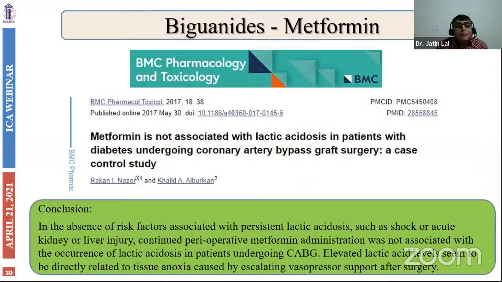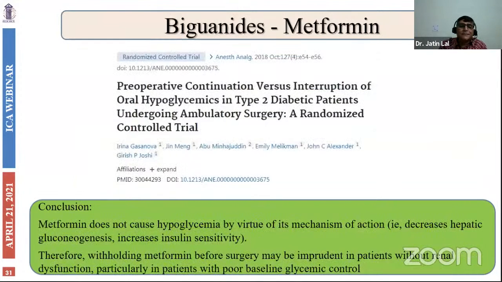Another study published in BMC Pharmacology and Toxicology in 2017 found that metformin is not associated with lactic acidosis in patients with diabetes undergoing coronary artery bypass graft. It concluded that in the absence of risk factors associated with persistent lactic acidosis, such as shock or acute kidney or liver injury, continued perioperative metformin administration was not associated with the occurrence of lactic acidosis in patients undergoing CABG. Elevated lactic acid levels seem to be directly related to tissue anoxia caused by escalating vasopressor support after surgery.